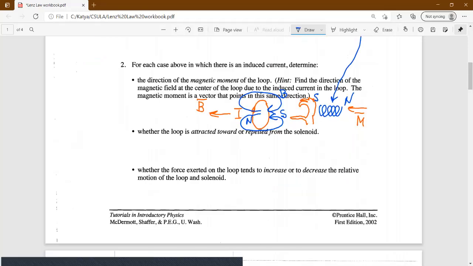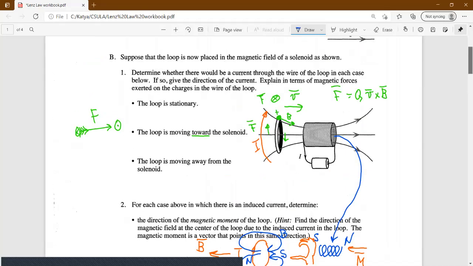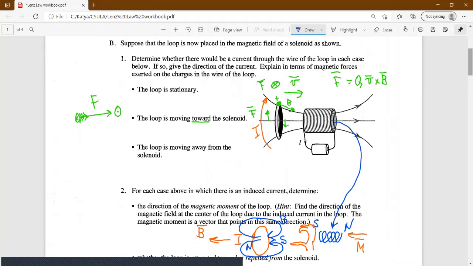Now they're asking whether the force exerted on the loop tends to increase or decrease the relative motion of the solenoid. Well, first, how is the solenoid moving in the case which I'm considering? The solenoid is moving to the right, right? So we are moving them closer to each other, towards the solenoid.